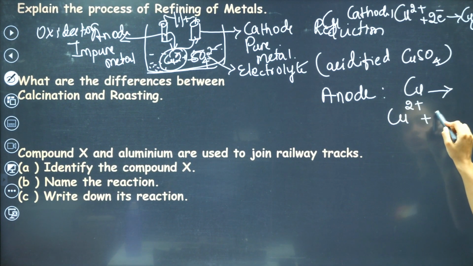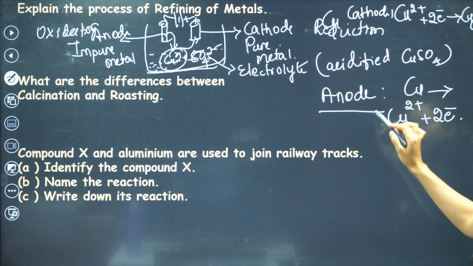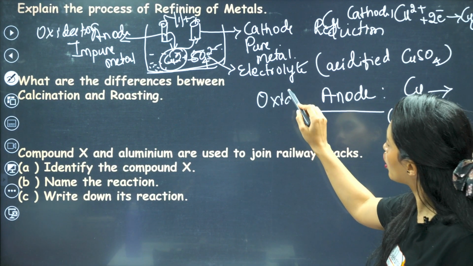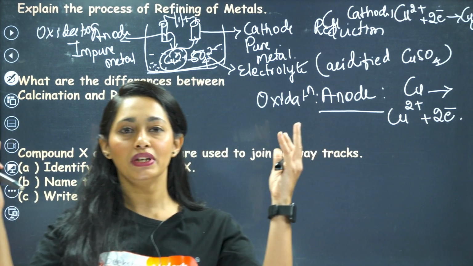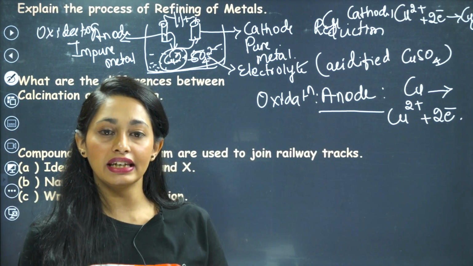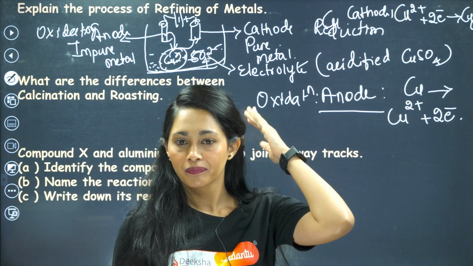Cu2+ plus 2 electrons. This is oxidation. Oxidation happens at the anode, reduction happens at the cathode. As simple as that. So you can take the general example and explain.